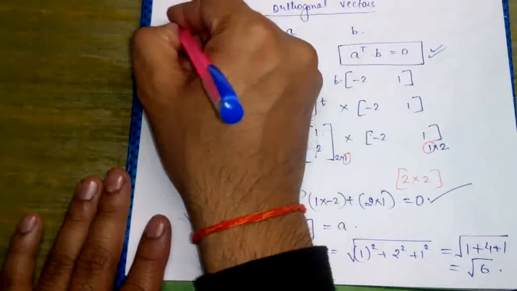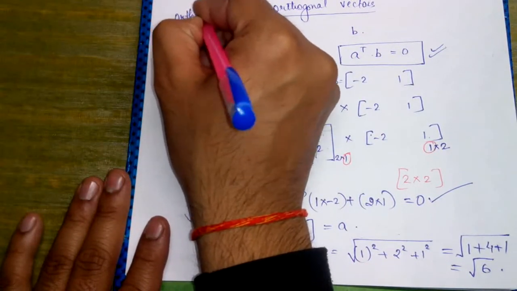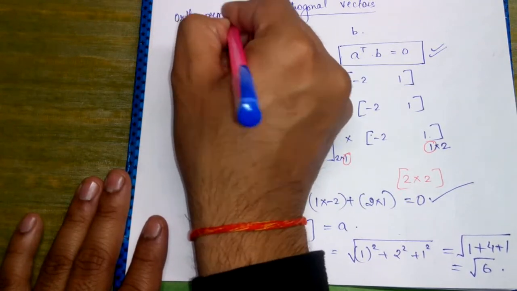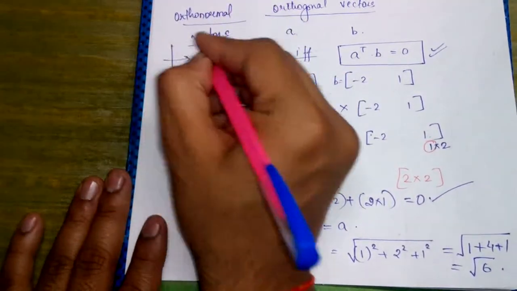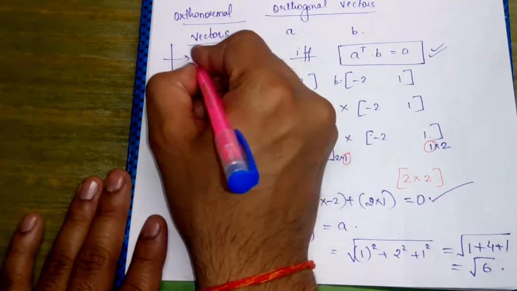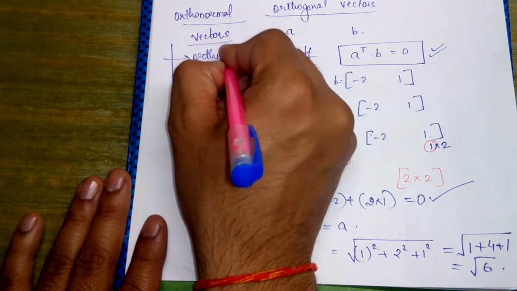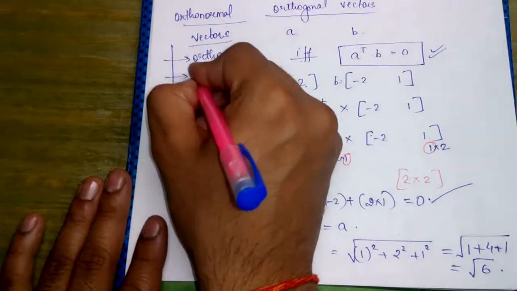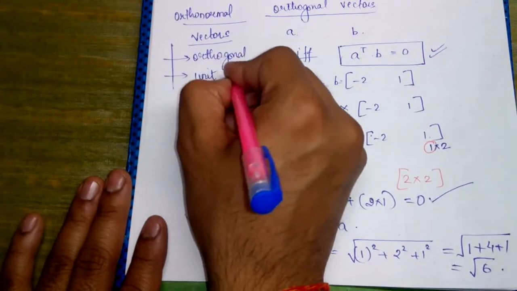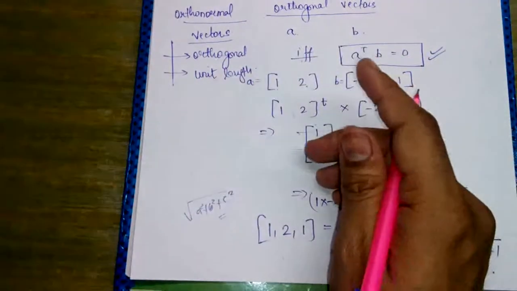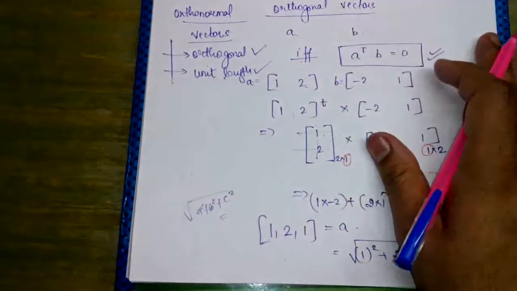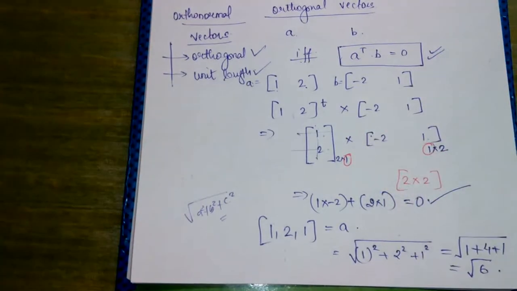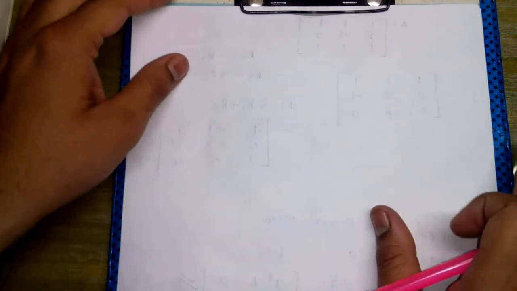Okay, we have one more type of vectors that is called orthonormal vectors. And what are these orthonormal vectors? A vector is said to be an orthonormal vector if it is orthogonal, and secondly it should have a unit length. That means the magnitude should be equal to unity. So if a vector satisfies these two conditions, then it is called an orthonormal vector. Okay, so this was all about rank and vectors in matrices.